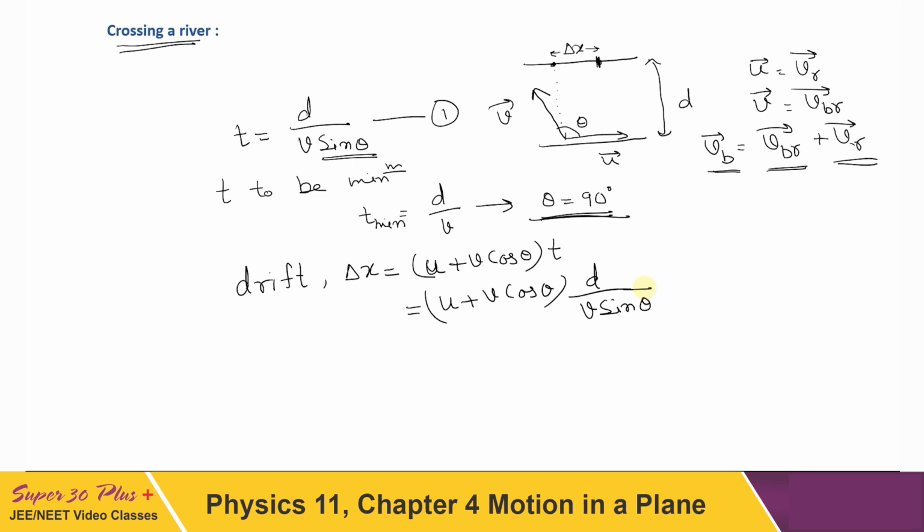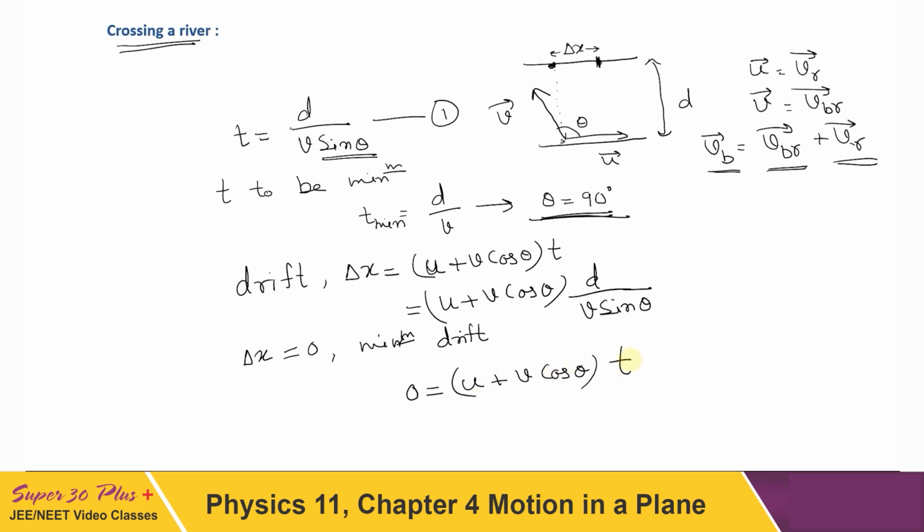And if this has to be minimum, what is the minimum possible value of drift? We can assume a situation that this delta x can be 0. So if delta x is 0, this is the minimum possible drift. The swimmer or the boat will reach a point which is just opposite to the point it had started on the next shore. So if delta x is 0, equate this equation to 0 and we will get this to be equal to u plus v cos theta multiplied with t.